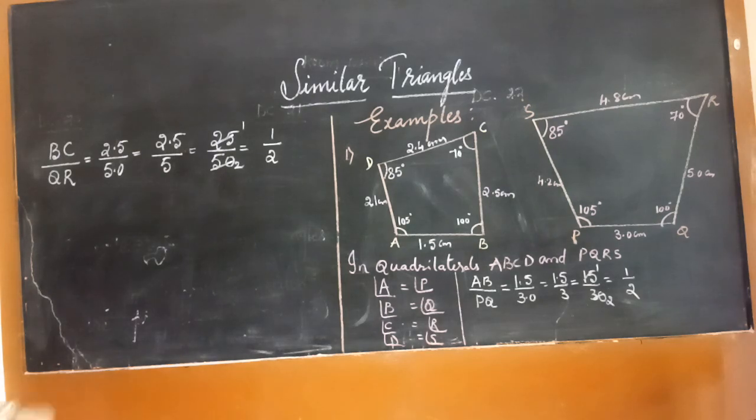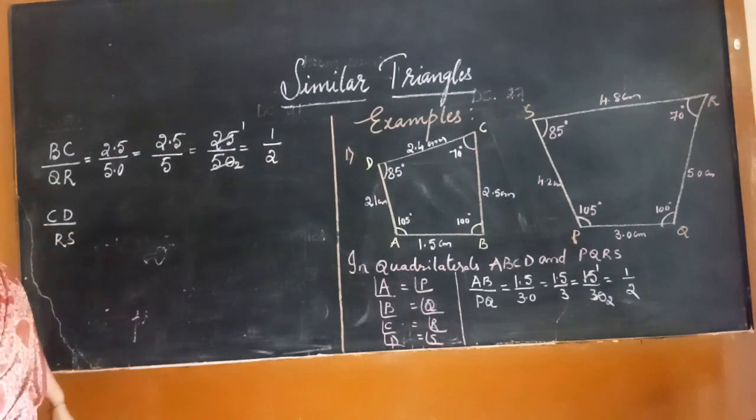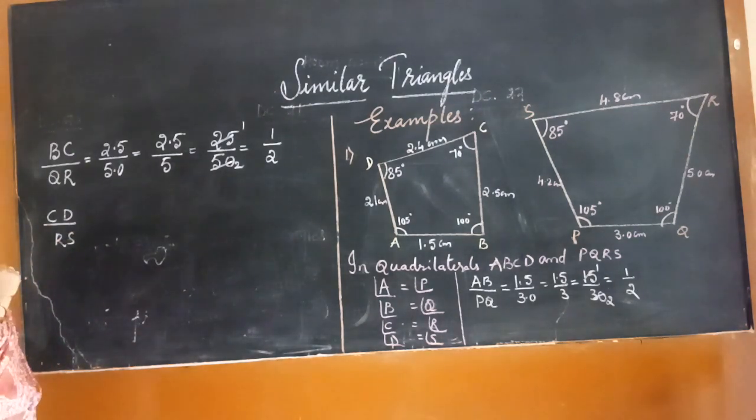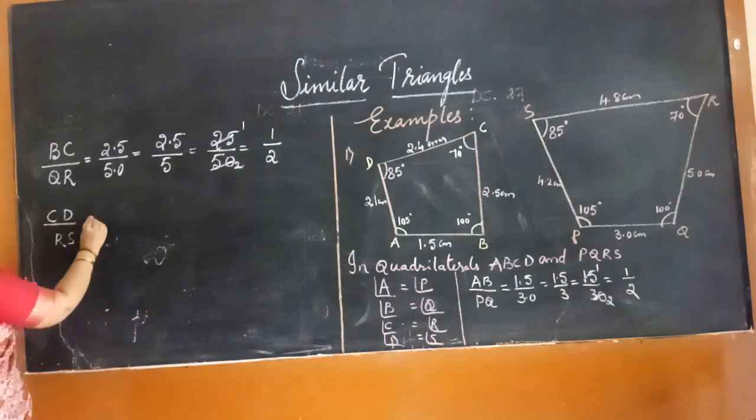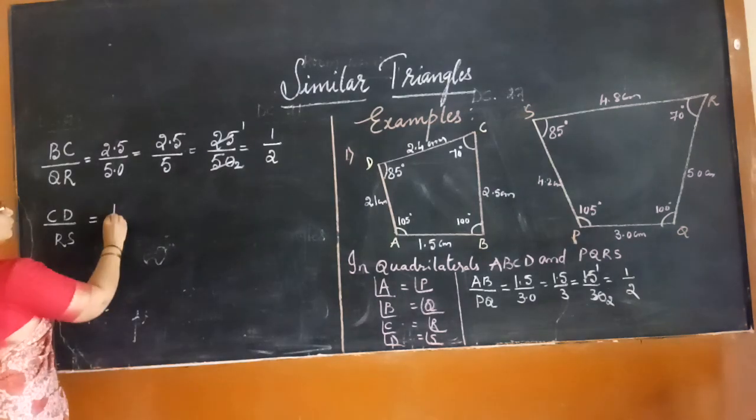The other side, CD. Its corresponding side is RS. Children, I think you are able to identify the corresponding side. See, the corresponding side of CD is RS. What is the length of CD?